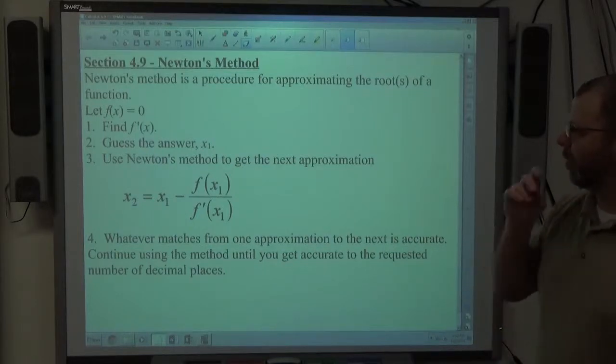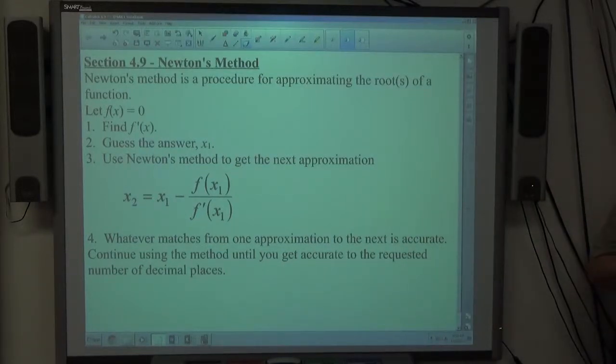Okay, today we're going to learn a technique for solving equations that uses derivatives, and it's called Newton's method.